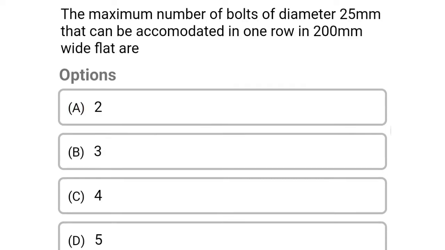Next question, the maximum number of bolts of diameter 25 mm that can be accommodated in one row in 200 mm wide flat are option A 2, option B 3, option C 4, option D 5. The correct answer is option B 3.